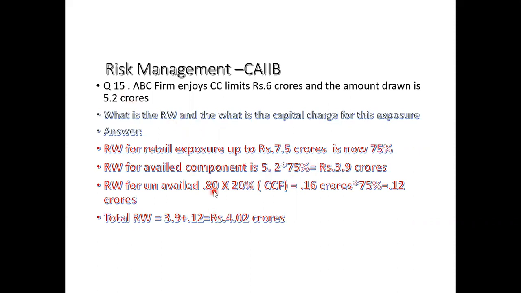The 5.2 multiplied by 75% becomes 3.9 crores risk weighted, because it is already drawn and there is no need to calculate CCF. Now how much is undrawn? 0.8 crores: 6 crore minus 5.2. On that you have to apply CCF of 20%, which is 0.16 crores. On that again, after CCF, put the risk weight applicable for the category, 75%, then it is 0.12. Now add: 3.9 plus 0.12 is 4.02, the total risk weight. Now what is the capital needed? 4.02 at 9% is 36.18 lakhs, the capital needed for this loan.